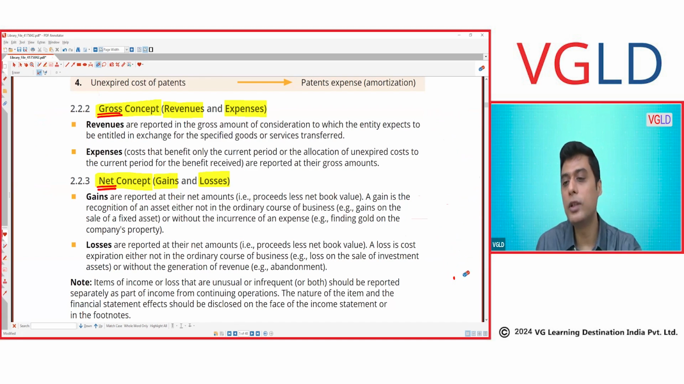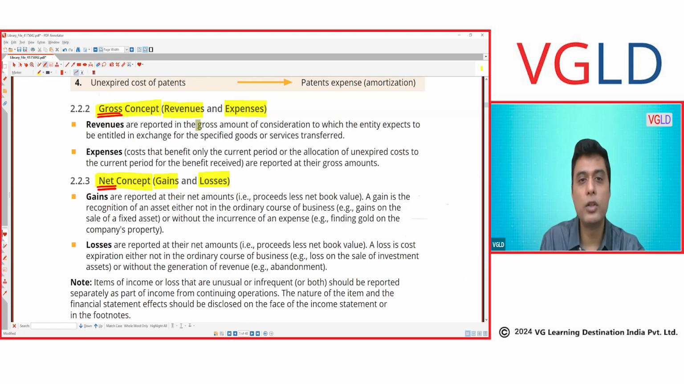And that is why it is important for you to know, when you have sold furniture, is it inventory for you or is it property, plant, and equipment for you? If it is inventory for you, then you will show it at the gross amounts. You will show the revenue, you will show the cost of goods sold. But if furniture is not inventory for you, it is property, plant, and equipment for you, then you will show straight away the gain or the loss amount under the net concept. Okay, clear?